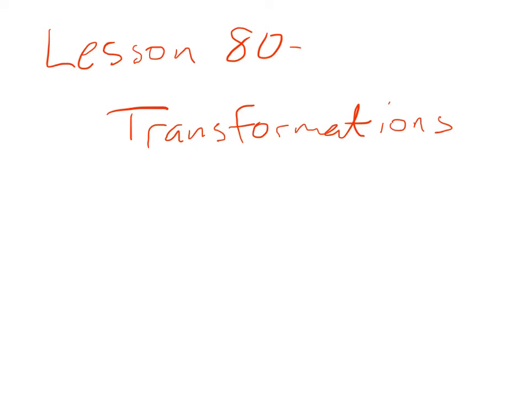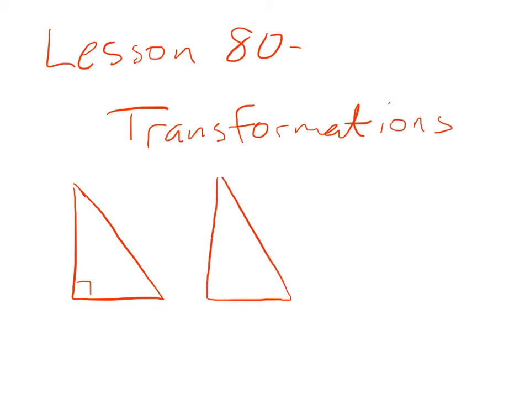All right, 8th or 7th graders, lesson 80, transformations. We're going to be working with congruent shapes. So here's a triangle. They are exactly the same size and shape, but what we're going to be doing is turning them in different directions. So they might look a little different, but they are going to be exactly congruent. And we're going to learn about the different types of position changes we can do.